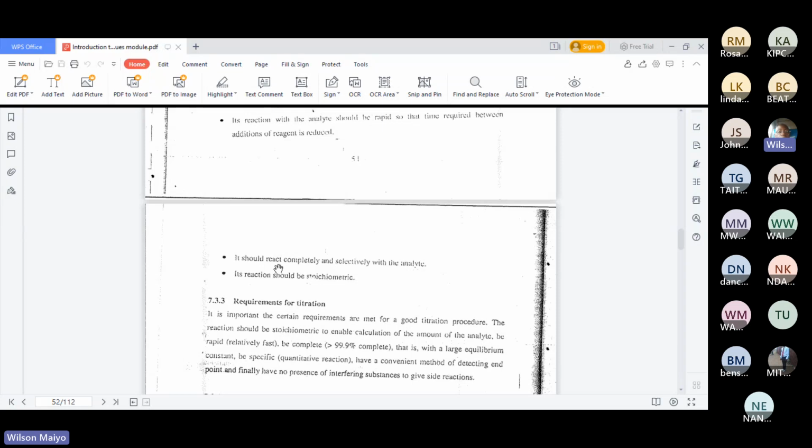Then we are told it should actually react completely and selectively with the analyte. So it should react with your analyte to completion, and selectively means specifically to a particular analyte. If you are reacting HCl with sodium hydroxide, it should react with the sodium hydroxide and nothing else, to minimize side reactions, which will actually consume your reagent. Then also, as I said, it should be stoichiometric. Stoichiometric, we said it should be defined, well balanced, and the ratio between the reactants is very clear.